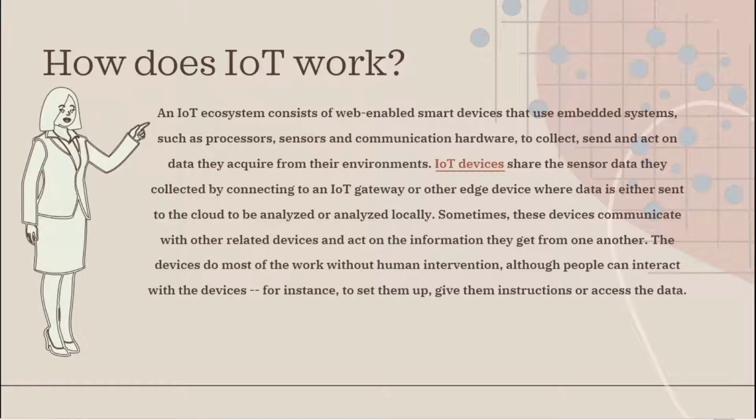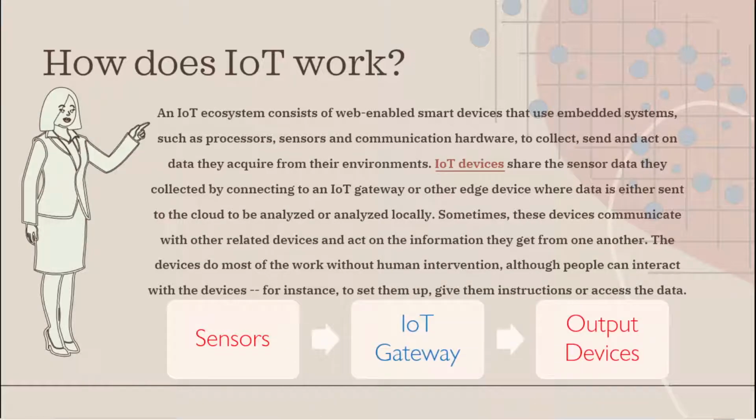Sometimes these devices communicate with other related devices and act on the information they get from one another. The devices do most of the work without human intervention, although people can interact with the devices, for instance, set them up, give them instructions, or access the data. In short, sensors to IoT gateway to output devices. Sound familiar?